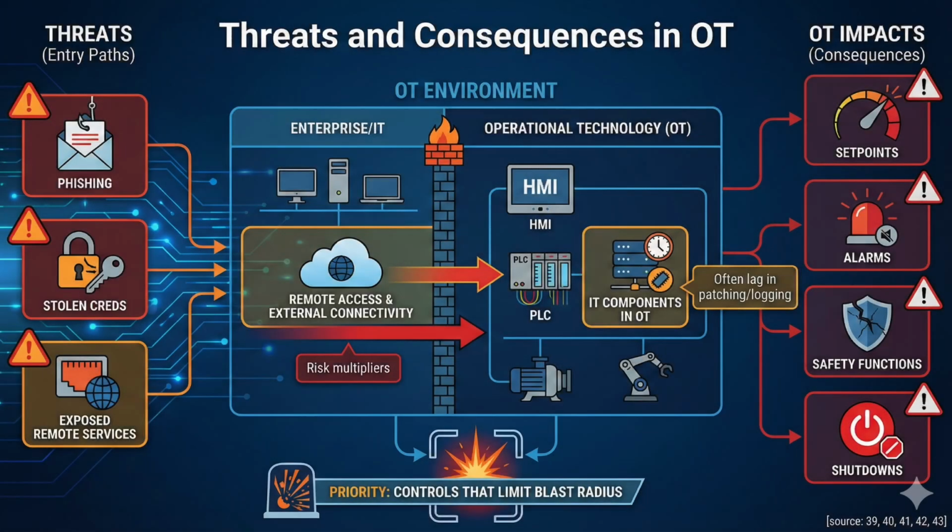Let's look at what we're defending against. In OT environments, many incidents start with familiar tactics: phishing, stolen credentials, exposed remote services, but the consequences can be very different. If an attacker reaches the OT layer, they may be able to change set points, disrupt alarms, inhibit safety responses, or cause process shutdowns.